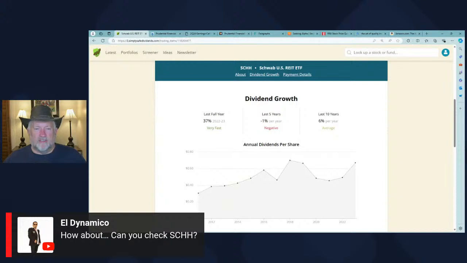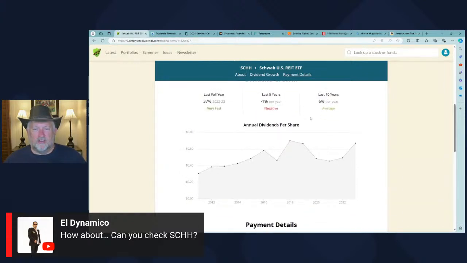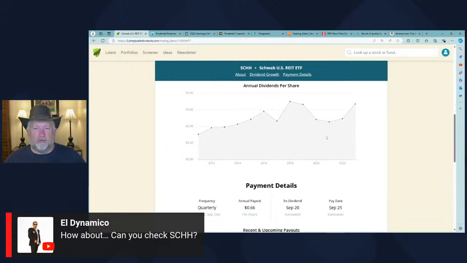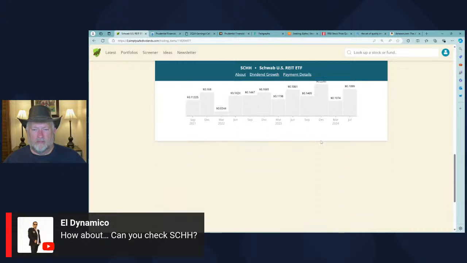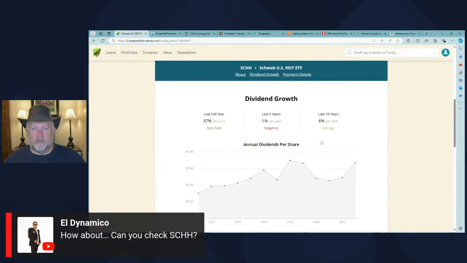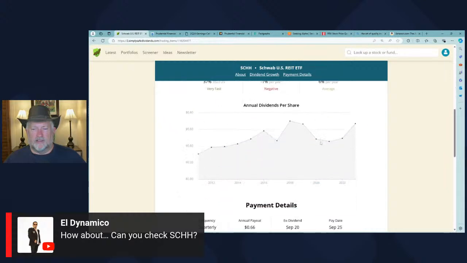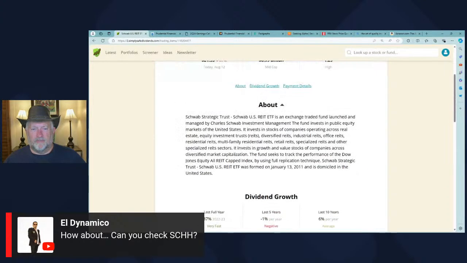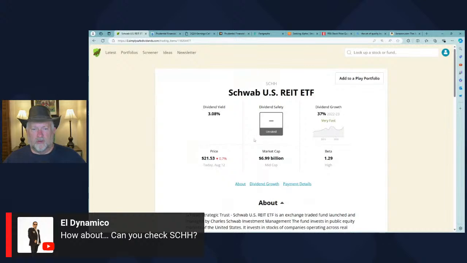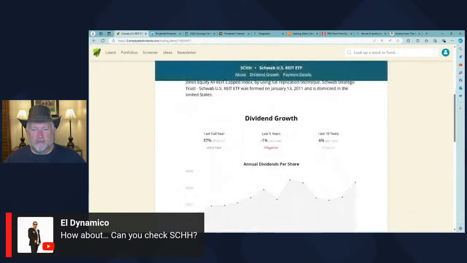Wow, its dividend growth over the last 5 years is negative 1%. This past year, it raised its dividend by 37%. And over the last 10 years, the average is 6%. So it looks like it's got a pretty wild dividend payout pattern. Yeah, that wouldn't be fun for my portfolio. I like for things to be pretty consistent. So a 3% yield but negative dividend growth. This doesn't excite me at all, Antonio. So those are my thoughts on that, my friend. Hopefully that's helpful.